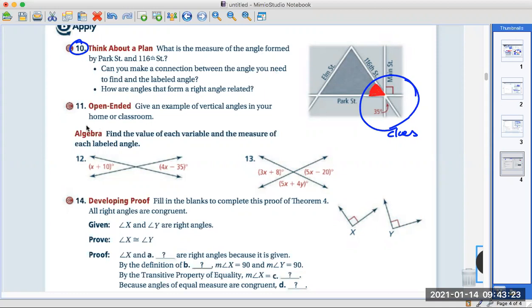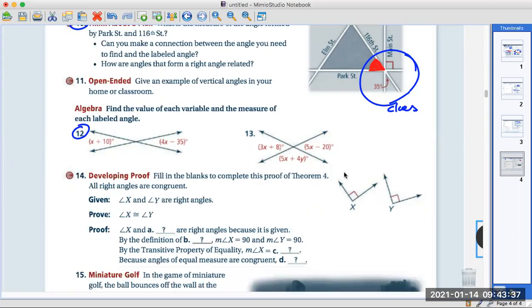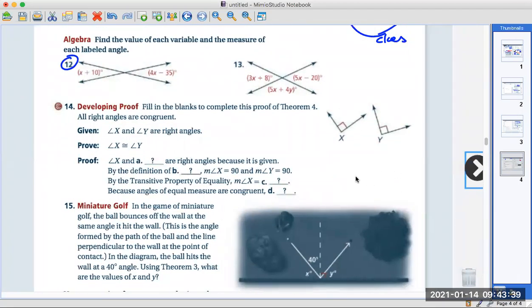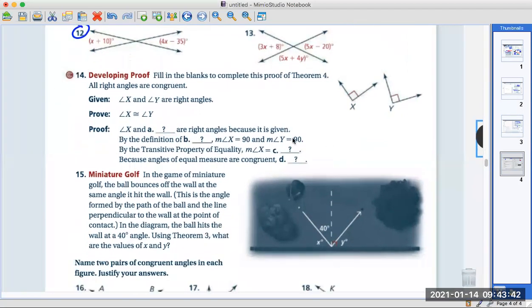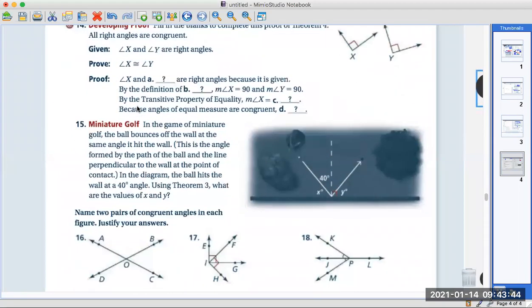So there you go. And then now you're going to solve an equation, this and this. These two angles are vertical again. So your job is to solve the equation. If you don't have room here, you can do it right here. There's room right here. Okay, so number 12, and this is a miniature golf.